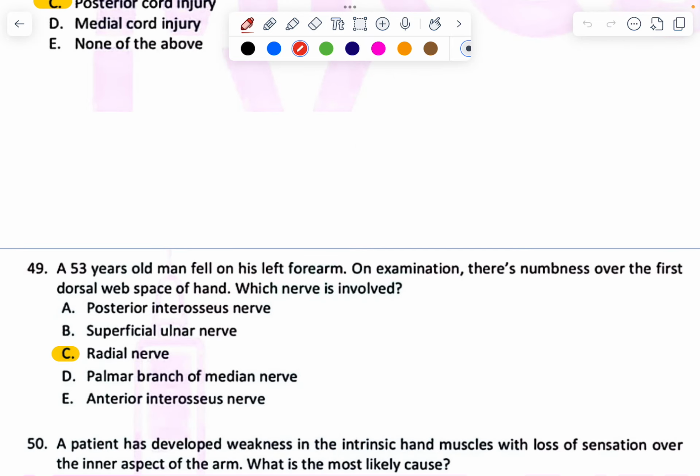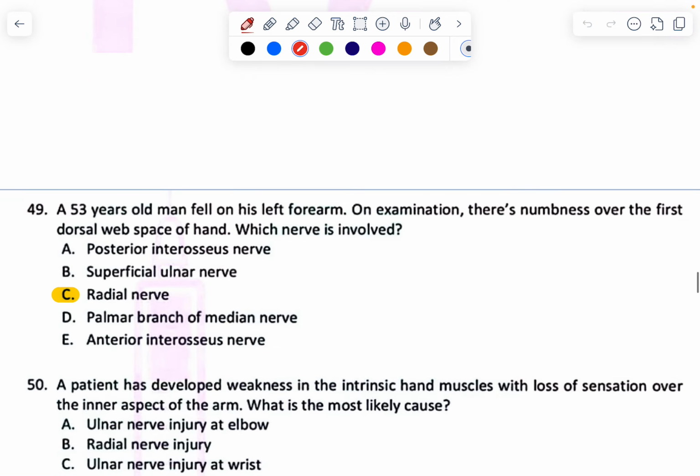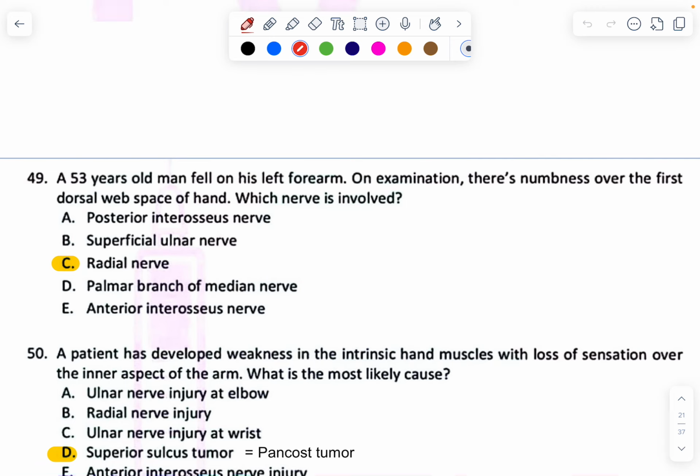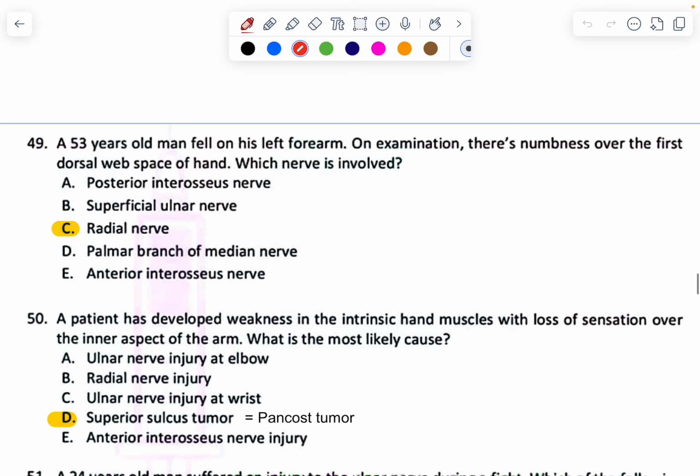Patient has developed weakness in the intrinsic muscles with loss of sensation of the inner aspect of the arm. Intrinsic muscle, ulnar nerve. Lower cord of brachial plexus, Pancoast tumor.